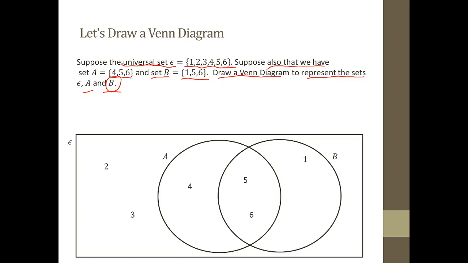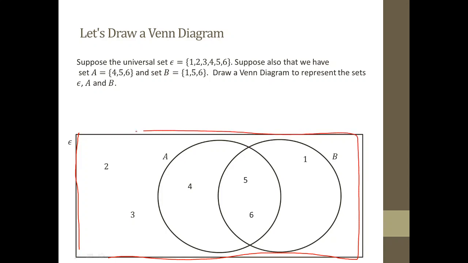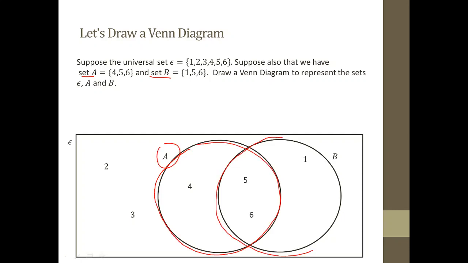So basically you need to draw a Venn diagram to represent the universal set, set A and set B. First, you are going to draw a big rectangle as usual, and this big rectangle represents the universal set. You write down this epsilon, which I use to denote the universal set. Next, once you are done drawing the big rectangle, we have set A and set B, so we need two circles, one to represent set A and one to represent set B. So far so good.